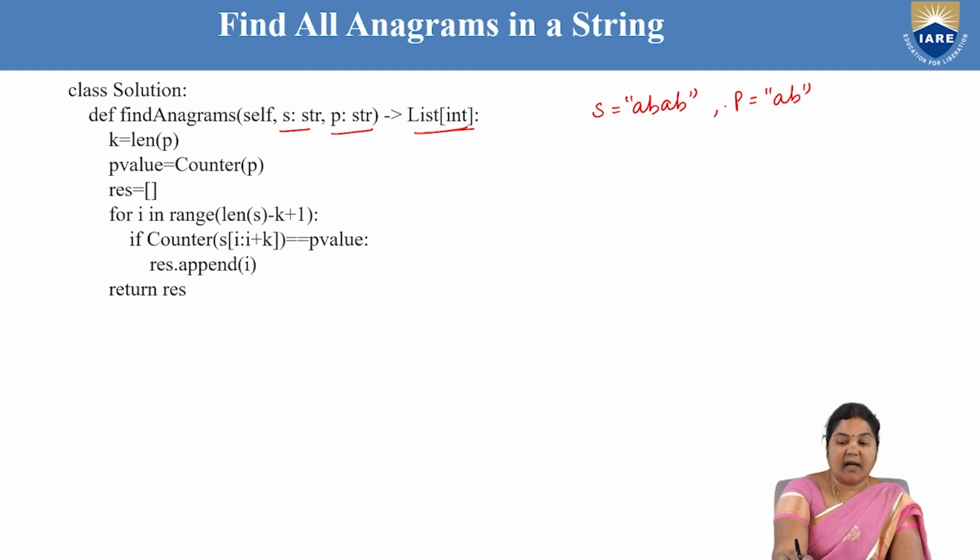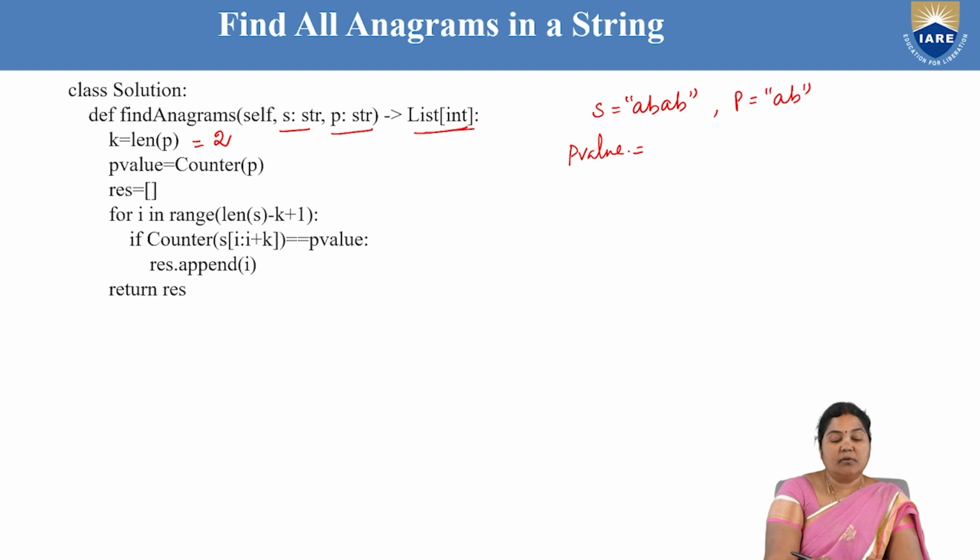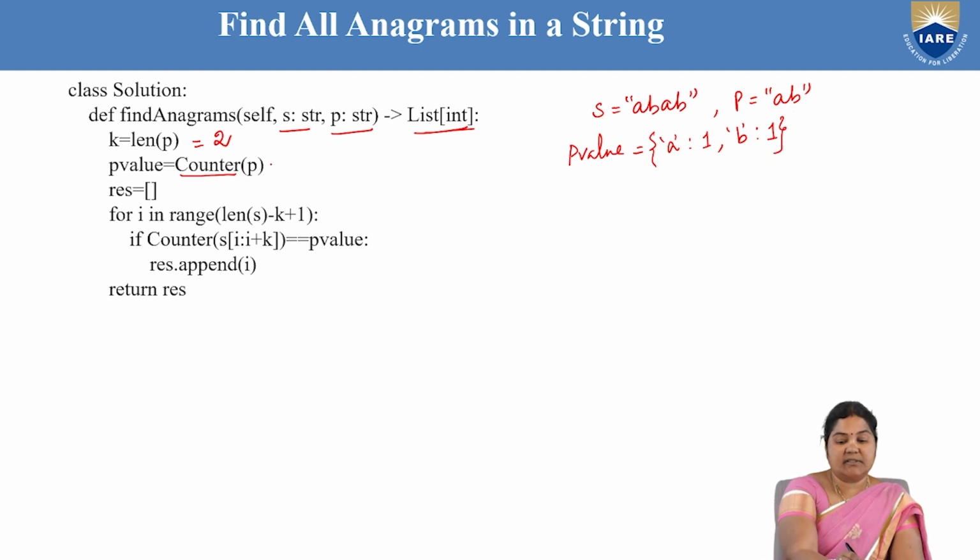So, initially, I'll find out the length of P. So, K is the length of P, which is nothing but 2. Now, I'm making a dictionary called p value. For the p value, we are using the built-in Counter method. It will count the characters and form a dictionary. So how many characters are there in P? A is there one time, and B is there one time. This kind of dictionary you have prepared.